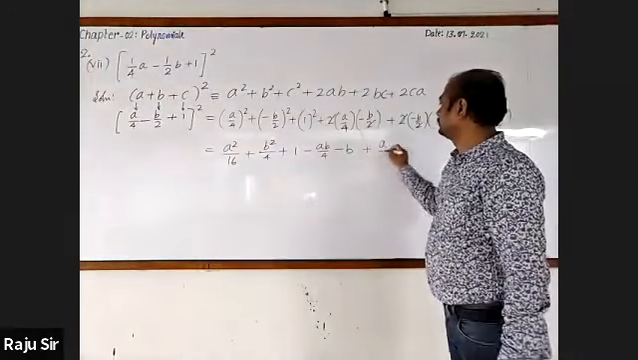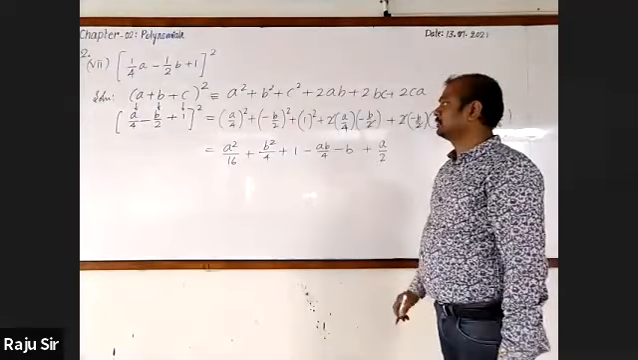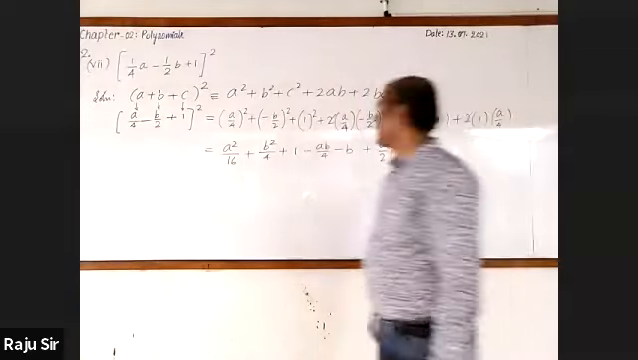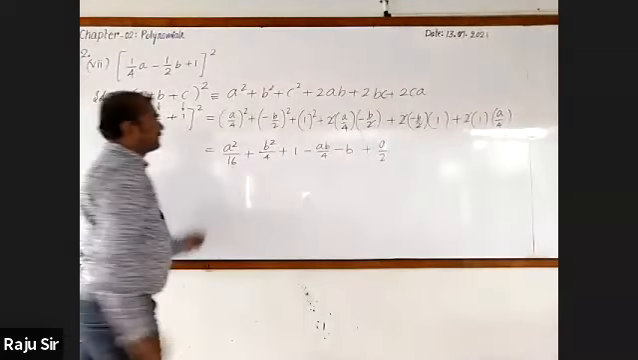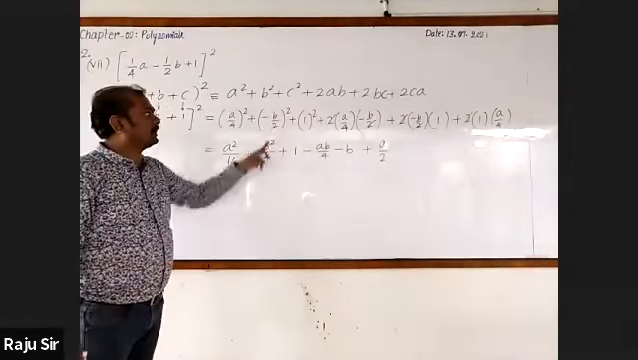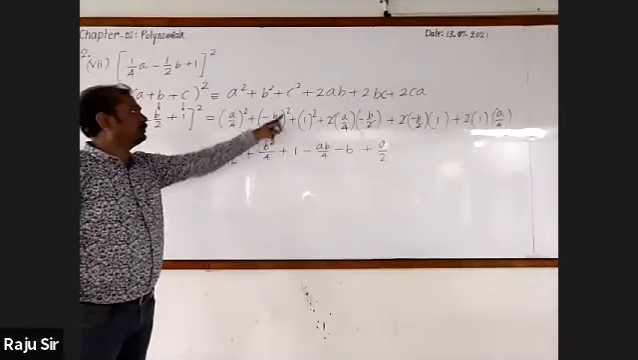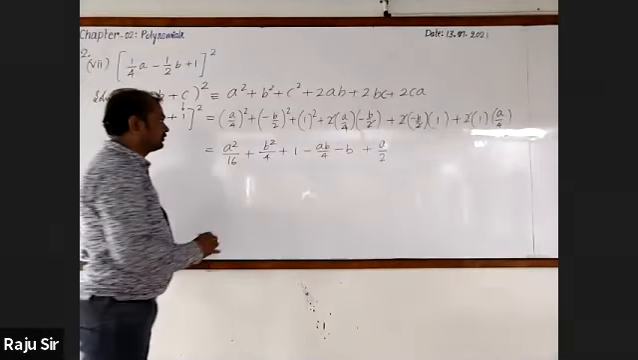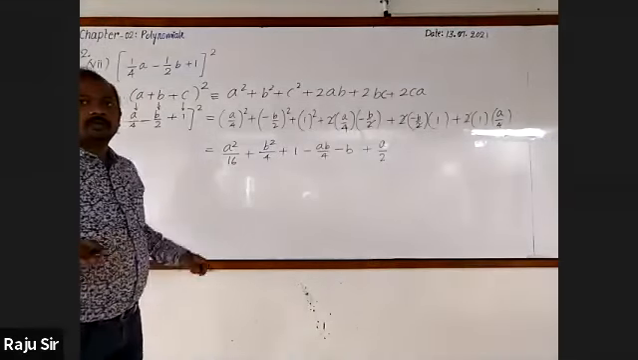A by 2, sir. Sir, minus B square is only B. You wrote B square. Sir, it's correct. Minus b by 2 whole square: minus b whole square is plus b square, and 2 square is 4.